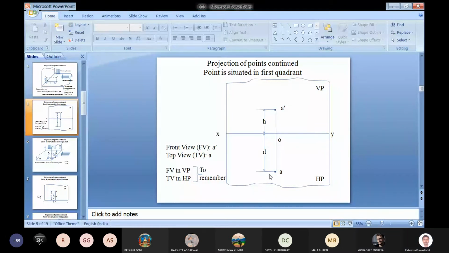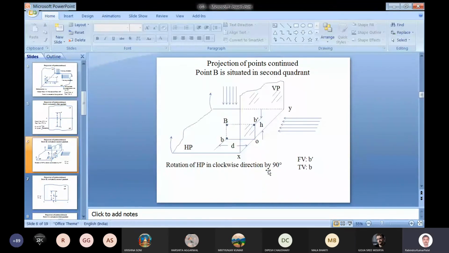Okay, sir. So the second case where the point is situated in the second quadrant, that is point capital B. If we want to see it, the viewing direction will be the same all the time. From the top we'll see its projection onto the horizontal plane, and it will be the top view. And from the right side we'll see the projection of the point onto the vertical plane, and it will be the front view.